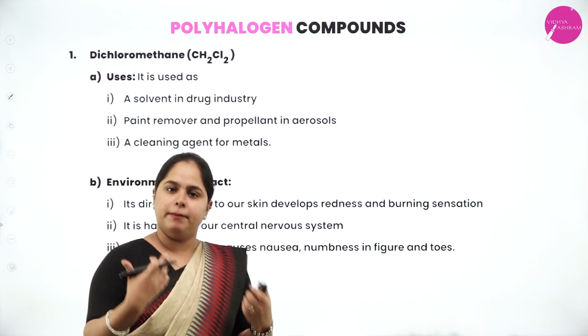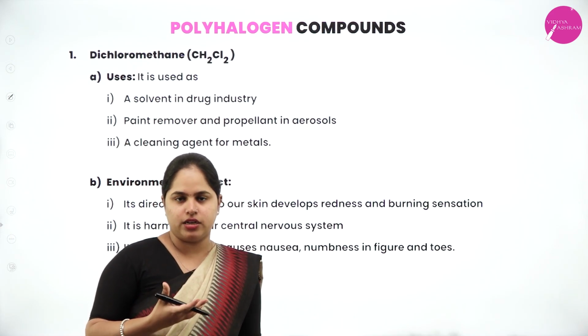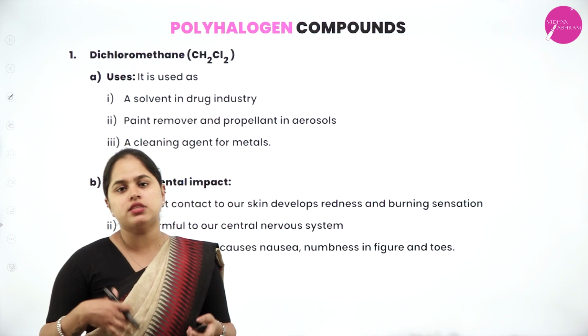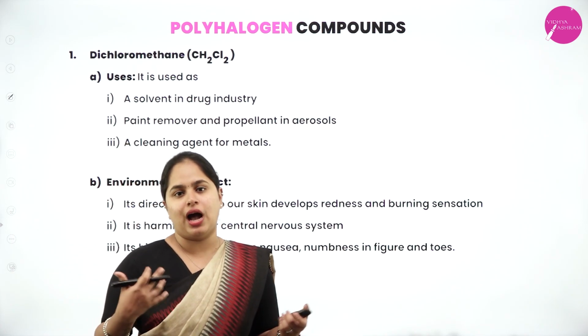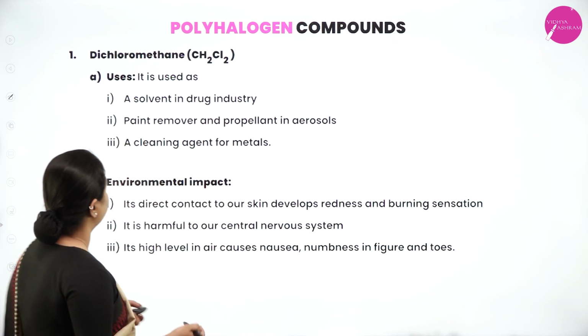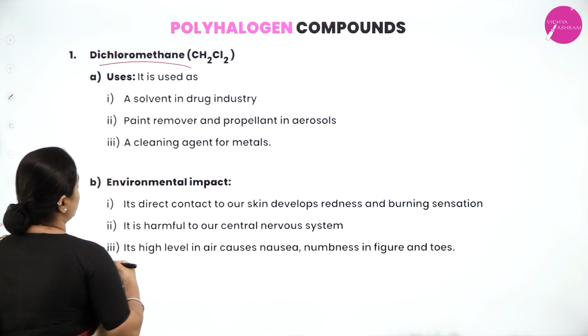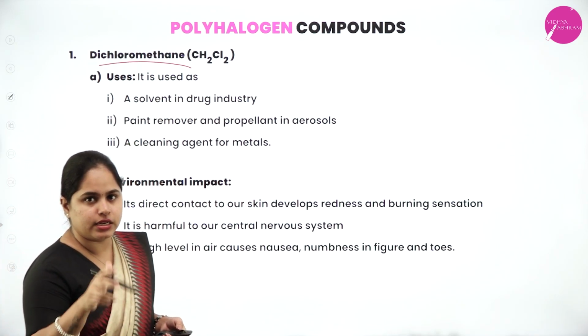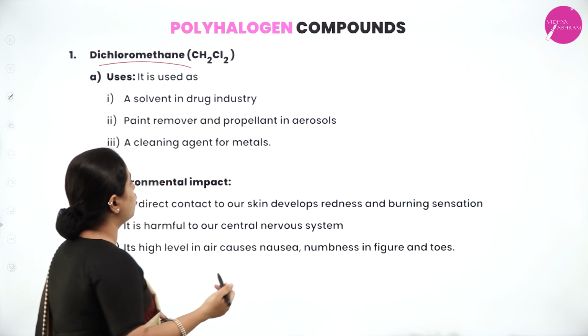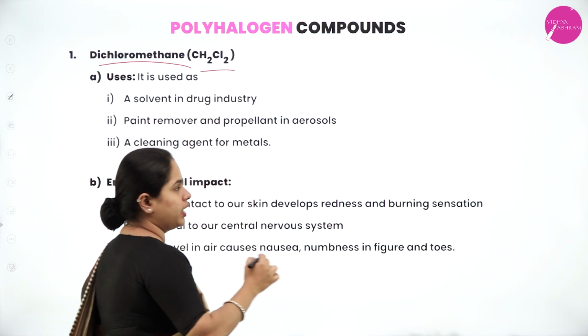So poly means what? Many, right? And halogen, of course, halogen. So polyhalogen compounds means compounds containing more than one halogen atom, okay? The first one we are going to study is dichloromethane. Dichloromethane has 2 chlorine atoms, so it is CH2Cl2.